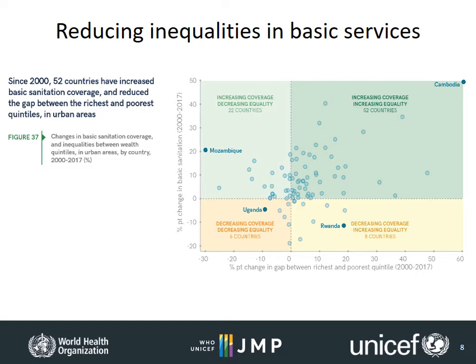While the majority have increased urban coverage and appear in the green quadrants, in those on the right-hand side, the gap in coverage between the rich and the poor has decreased, while in those on the left, it has increased. For example, Cambodia increased basic sanitation coverage from 46% to 96% and reduced the gap between richest and poorest by 60 percentage points. Meanwhile, Mozambique increased coverage from 32% to 52%, but over the same period, the gap between the richest and the poorest increased by 30 points.